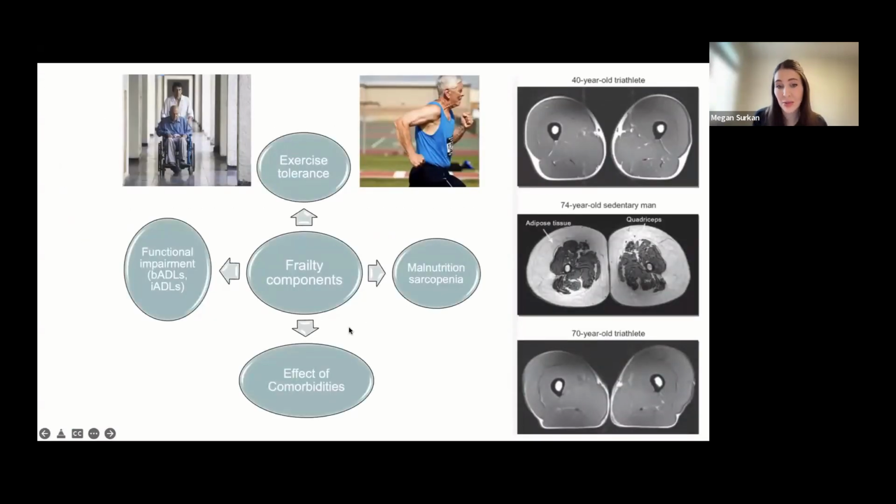So this is sort of a recapitulation of that in visual form. You could imagine if you had a 70-year-old that looked like this gentleman in the wheelchair and a 70-year-old that looked like this gentleman running a race, they may do very differently after surgery.